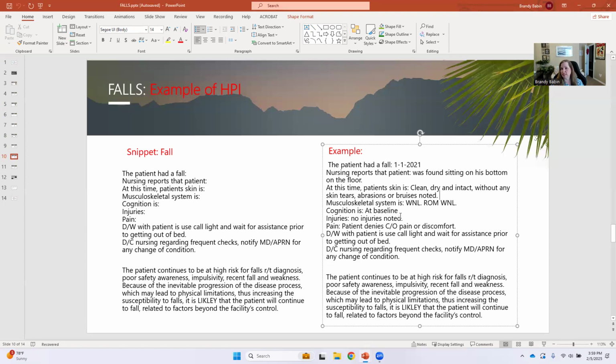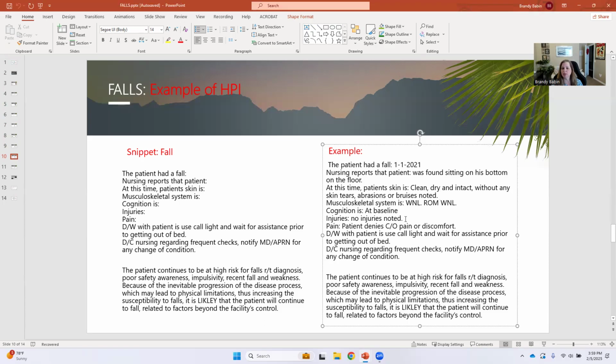Cognition is, and you can put it baseline. You can put it baseline and confused. Confused and at baseline. Alert and oriented and at baseline. Cognition is intact. So put something, but you've got the colon here. Cognition is colon, then fill in the blank. And then injuries. No injuries noted.